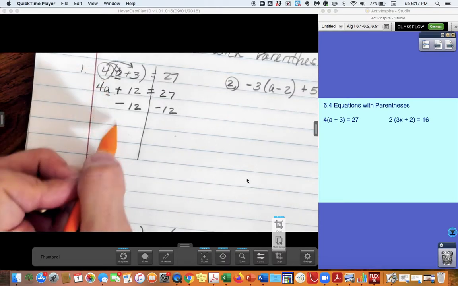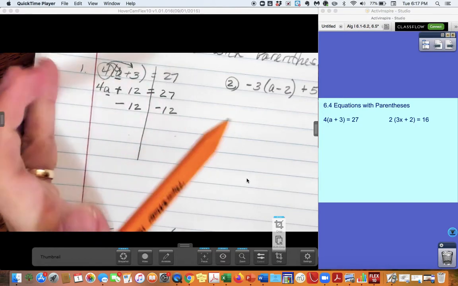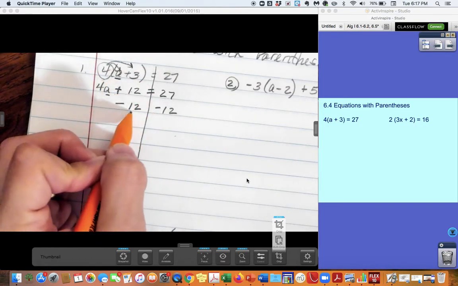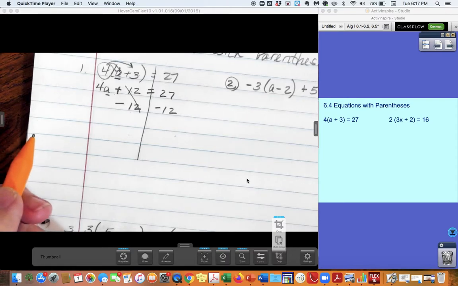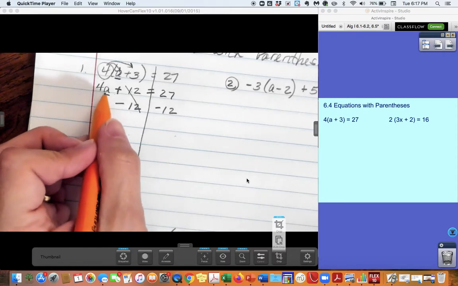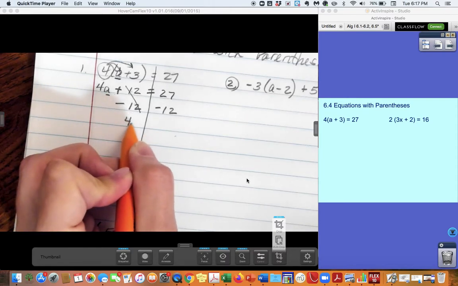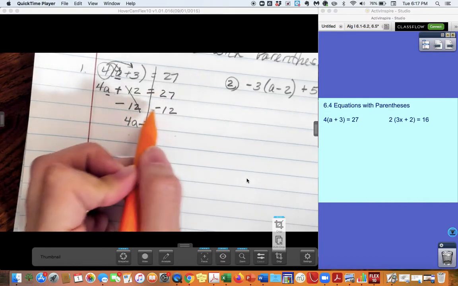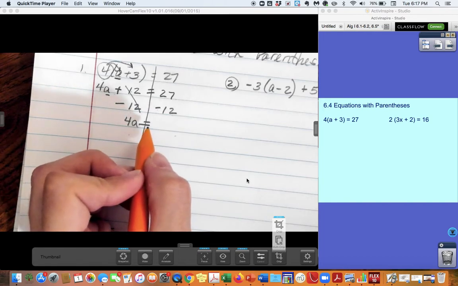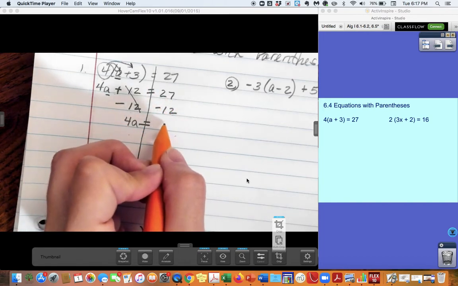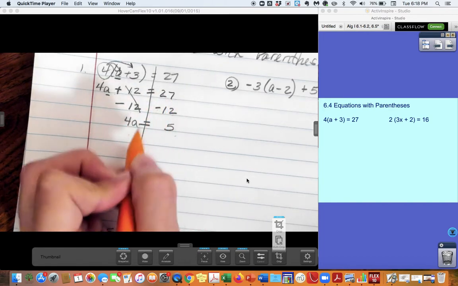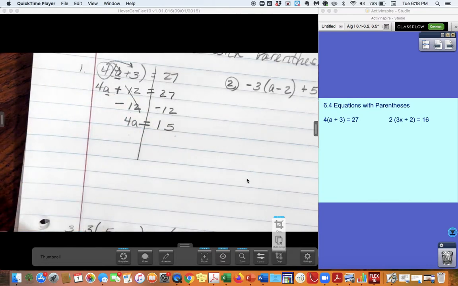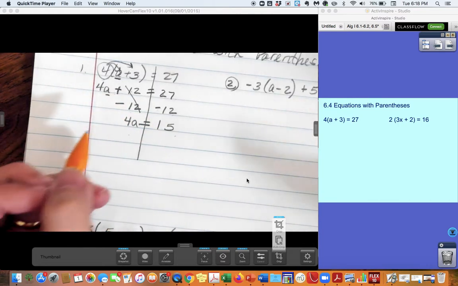So as I go to the next step, I want to show that positive 12 and negative 12 cancel out. That goes to 0. So the only thing remaining on the left side is 4A. I'm going to bring down my equals. And then 27 minus 12 is, let's see here, 7 minus 2 is 5, and 2 minus 1 is 1, making it 15.